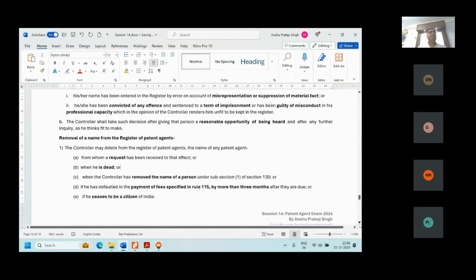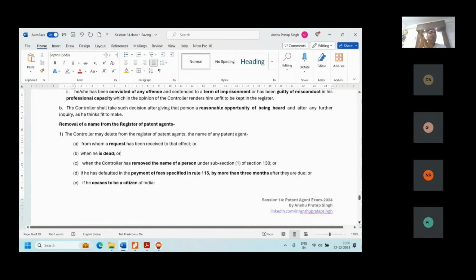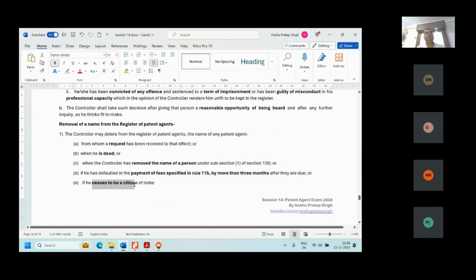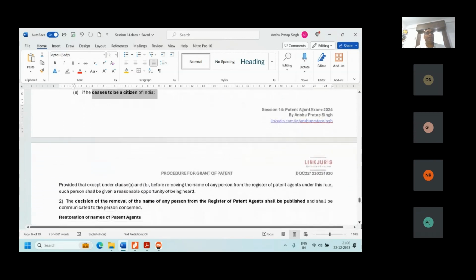How is the name of a patent agent removed? First, on the request of that patent agent, or on the death of that patent agent, or under section 130. So this is one: when the controller has removed the name of the person under subsection 1 of section 130. Or you have defaulted on the fee. If you do not pay the fee and default for 3 months, you are out. If he ceases to be a citizen of India, yes, out.